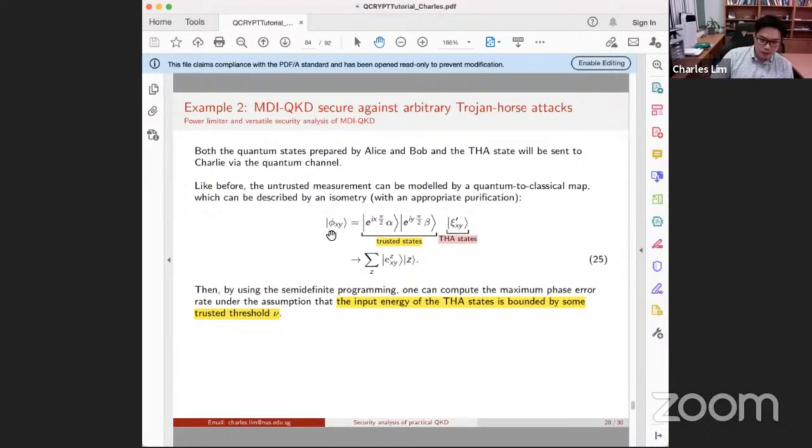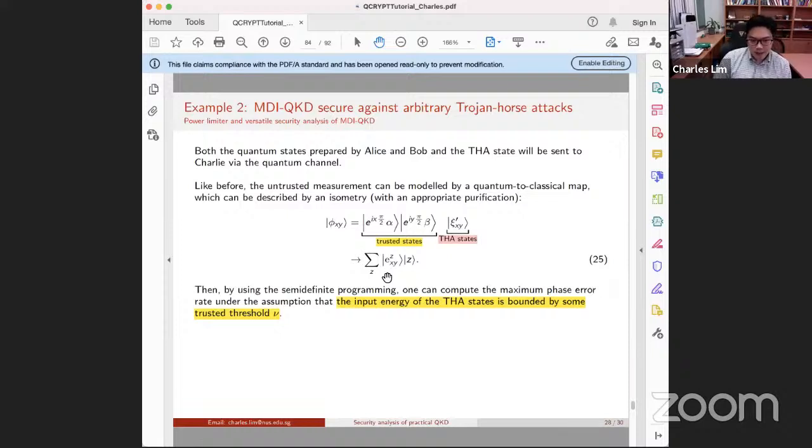You look at the overall state, which I already introduced to you earlier on, to be a pure state. So this will be the cluster state prepared by Alice and Bob, and this will be the generic Trojan horse state that I just defined earlier on. And again, you walk through the same machinery as before, and then you can also map it to a set of quantum state information owned by the adversary that is also pure.